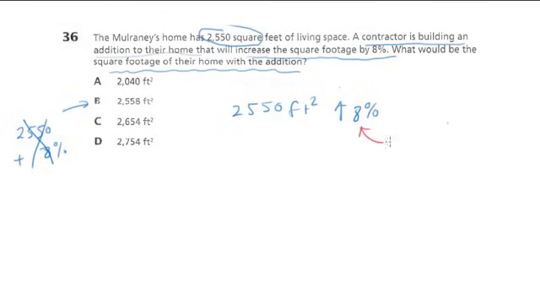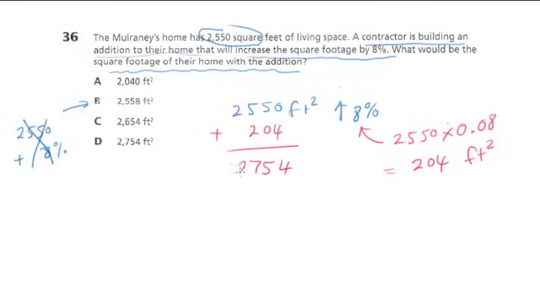So just like the last question, we could do 2550 times 0.08, and so the square foot value of this 8% is 2550 times 0.08, which equals 204 feet squared. So when we add on the 204 feet squared, we get 2754 feet squared. So our answer is going to be D.